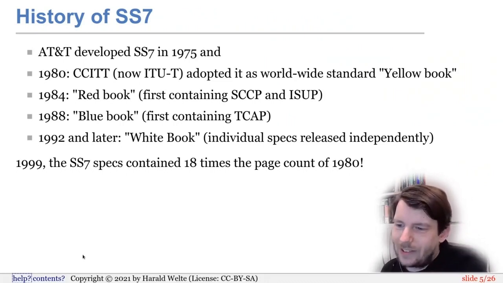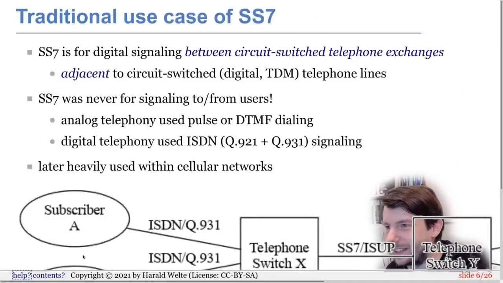So all of this is called SS7. And there are some interesting statistics that show you that basically in 20 years, the number of pages in those specs grew by a factor of 18. And all of that is still SS7. So it can mean quite some different things.